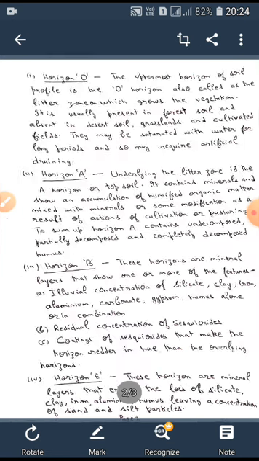The first layer or the first horizon is known as the O horizon. This is the uppermost layer of the soil. This horizon is also called the litter zone, because it is on this layer that the vegetation grows. This is usually present in forest soil, but it is absent in desert soils, grasslands, and cultivated fields. This layer may be saturated with water for long periods and therefore it may require artificial draining.